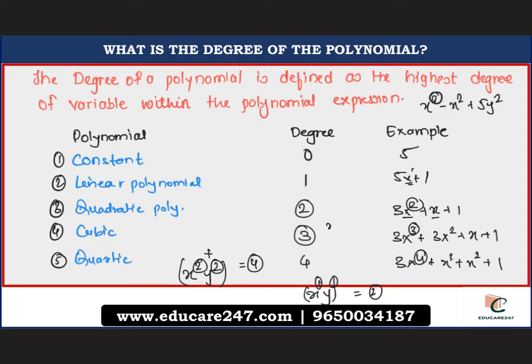So if I have x cube y, here the degree will be 4. Why? 3 of this and 1 of this, degree is added, just like indices. Alright, if I have x, y, z, what will be the degree over here? 1 of this, 1 of this, and 1 of this, add all of them, degree will be 3. Alright, so now we have seen enough examples on degree of a polynomial in all the cases.